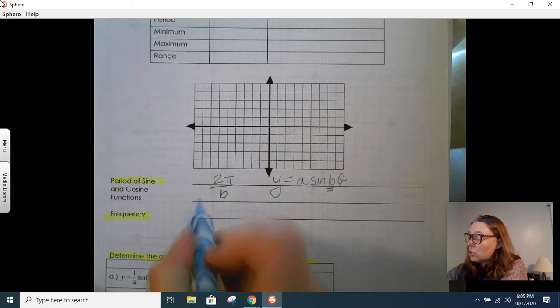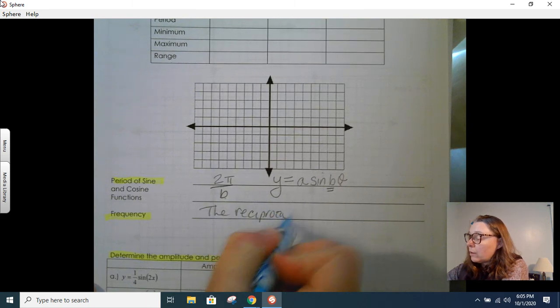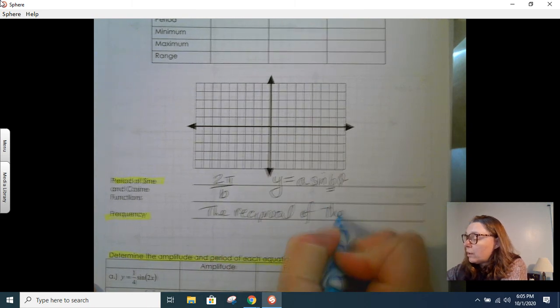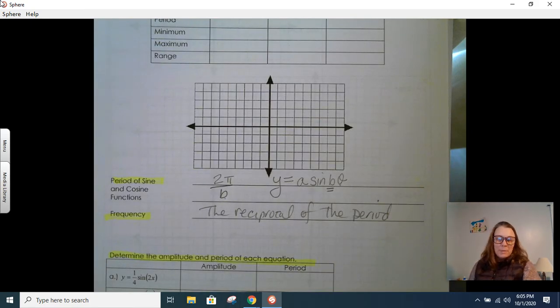The frequency is just the reciprocal of the period. That will come up sometimes in problems. We won't do a ton with it. I think more when you get into science, you might talk about frequency.